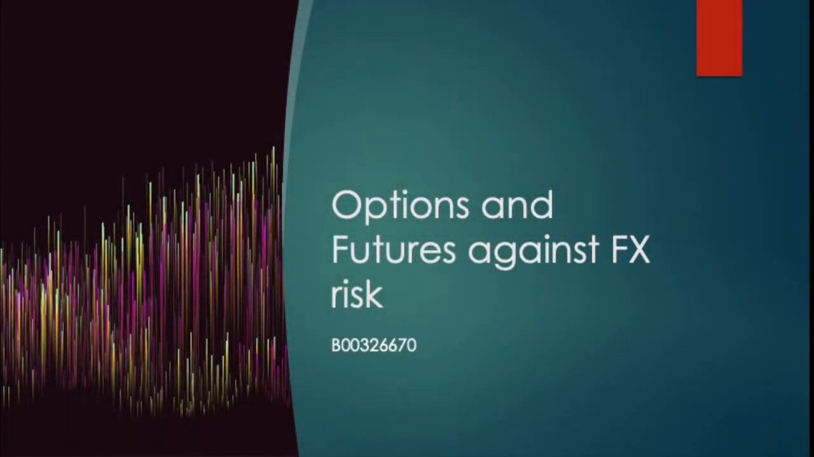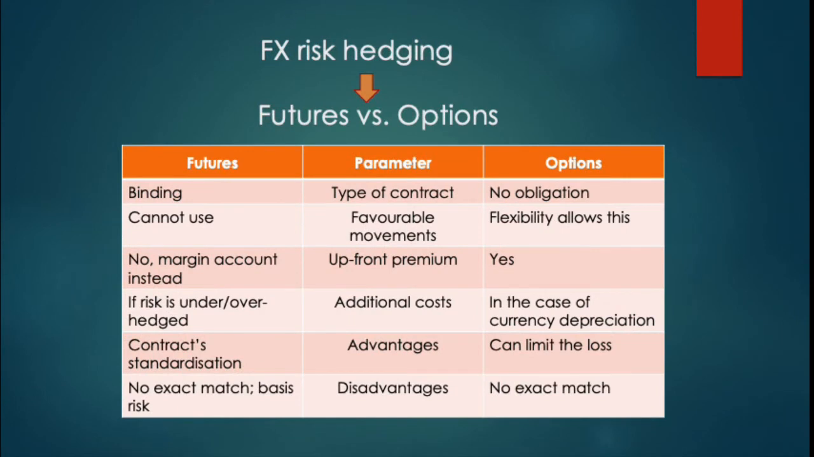This topic is about the options and futures that can be useful to hedge against the foreign exchange risk. During the uncertainty in the financial markets, the companies prefer to use hedging tools such as currency options or futures contracts. Futures are binding contracts. There is no upfront premium. Instead, there is a margin account. Also, the holder cannot use the favorable movements in the forex exchange rates.